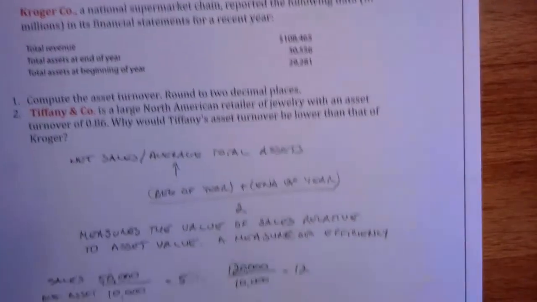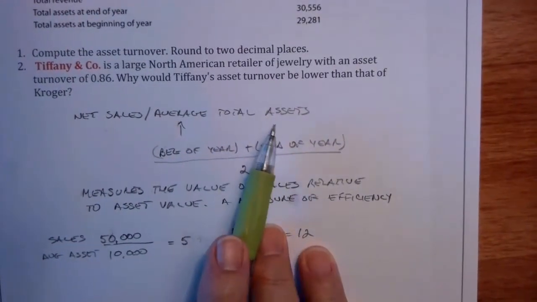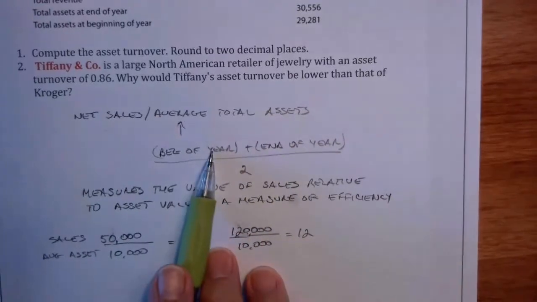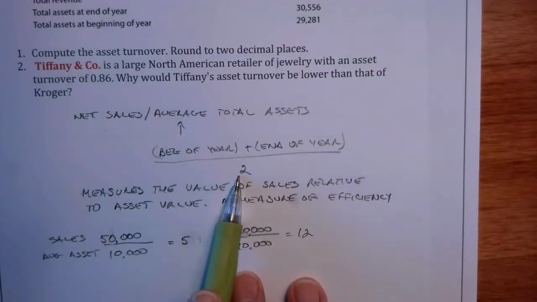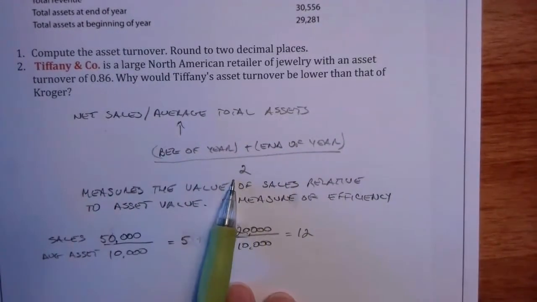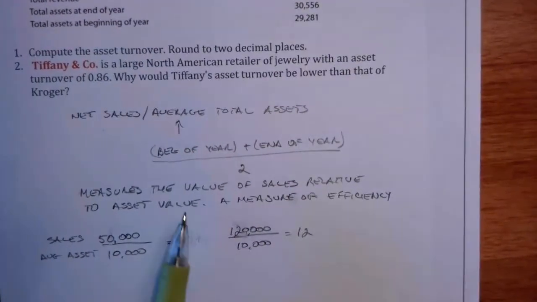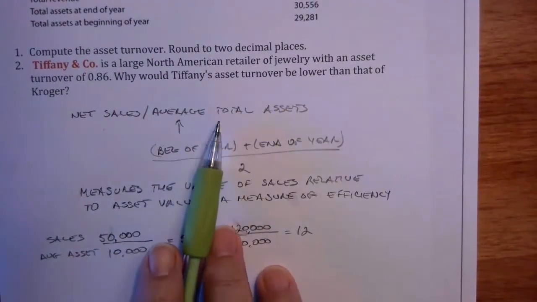So the formula is net sales divided by average total assets. Now what we use in the book is a simple average, and that is just the beginning of year plus the end of the year divided by 2. Now at work, you'll probably use at least a weighted average, like a monthly average, or even by days, because computers can do all that so easily. But what we do is just a simple average. And what that does is it gives us sales relative to total assets.